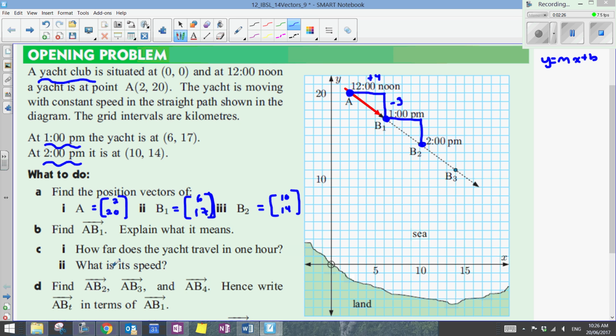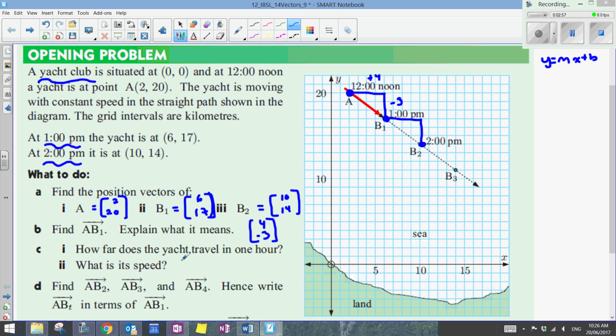And then it says find AB1, explain what it means. So if I'm moving from A to B1, we know that we subtract where we originate from where we terminate. So moving from 2 to 6, that's 6 minus 2, which is a change of 4 in that x direction, and then 17 minus 20 is that -3. So that's just verifying that we actually do change 4 units to the right in the x direction and 3 units in the negative y direction.